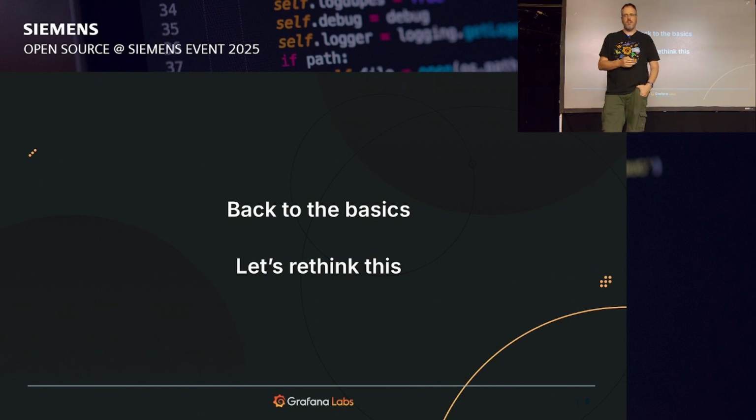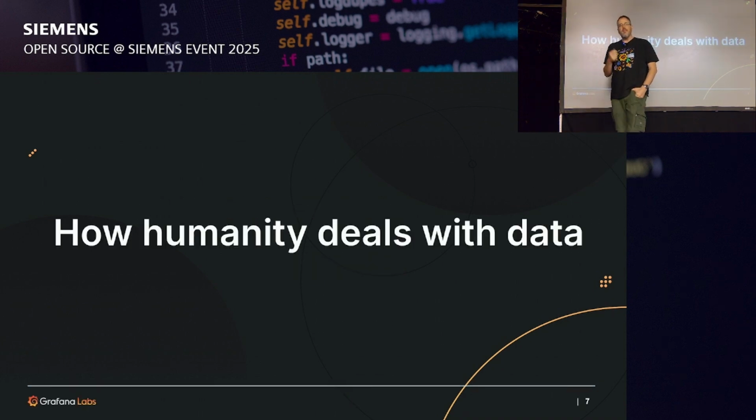what observability actually is. This is about how humanity deals with data. And the thing about how humanity deals with data is we always went through the same optimization chain again and again and again, ever since we have had written records.